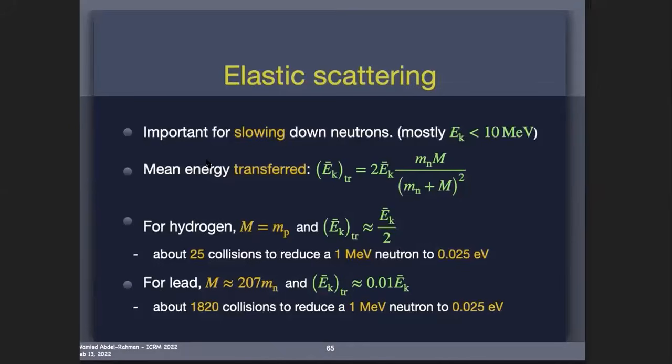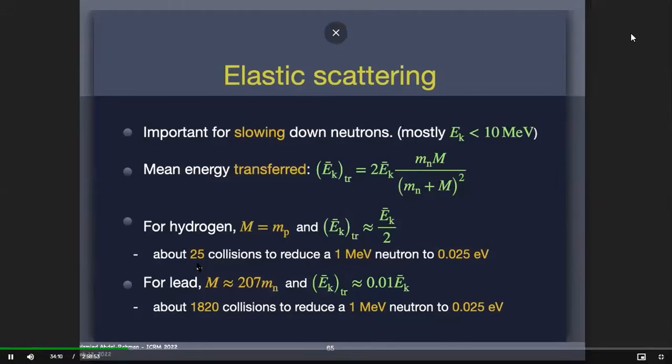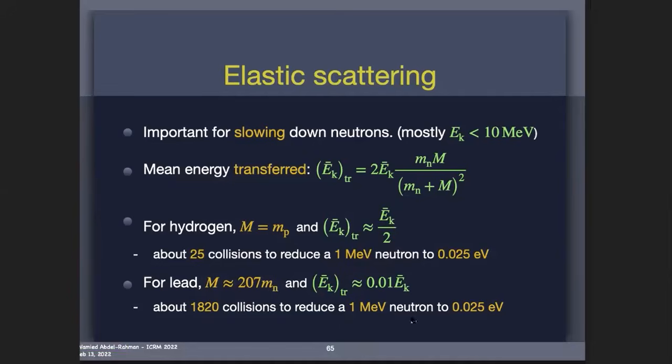And what's really important is that in general, when the neutron interacts with a small nucleus, that's hydrogen, then it loses a lot of its energy. And it's estimated that about 25 collisions are required to reduce a 1 MeV neutron to a thermal neutron, whereas approximately 2,000 collisions are required to reduce the same neutron in lead.